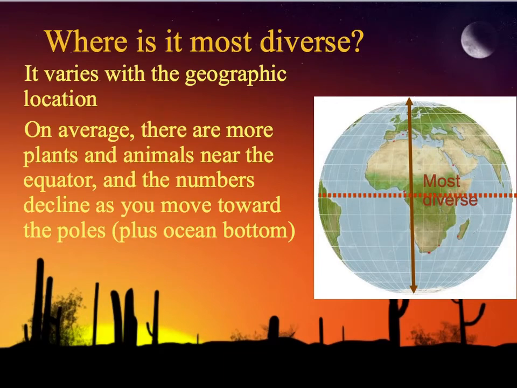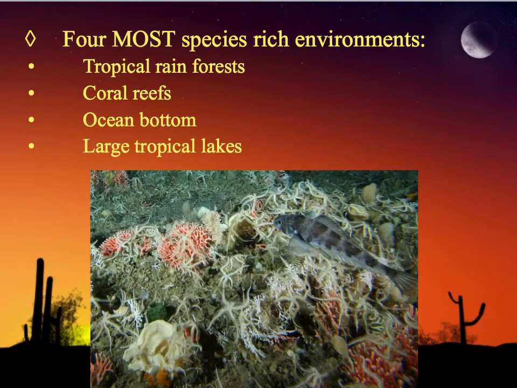So where are the most diverse places on the planet? We've talked about this in biomes. It really varies with the geographic location where you're at. On average, there are far more different types of plants and animals near the equator, and as you go either north or south to the poles, the species numbers decline. And we learned in our biomes presentations that the 4 most species-rich environments, so they have the most different types of species, are in the tropical rainforest, in coral reefs, on the ocean bottom, and also in large tropical lakes.